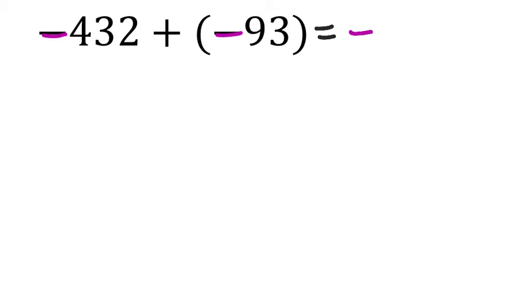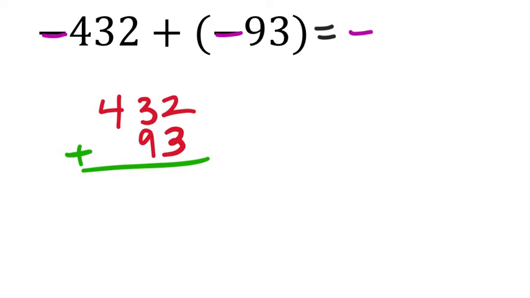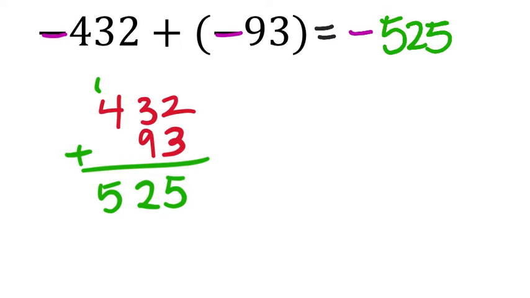Now, since the signs match, we're going to take the two values, 432 and also 93, and we're going to add those two values. That's how negative the final value will be. And so in the ones place value, 2 plus 3 is 5. Tens, 3 plus 9 is 12, carry the 1. So in the hundreds, 1 and 4 makes 5. So that's a 525, but it's negative 525 because we already knew that the answer was negative from the beginning.